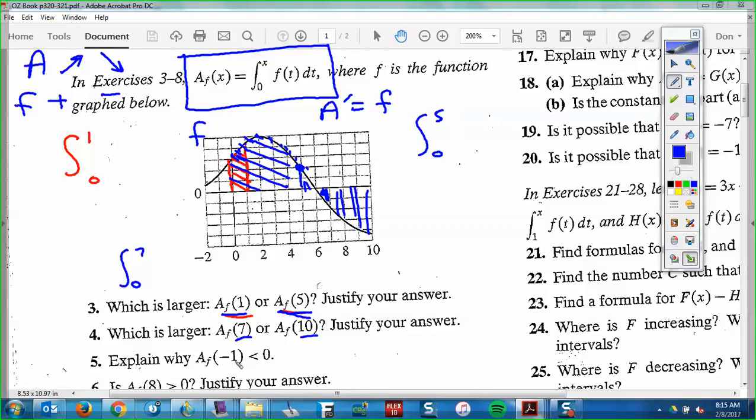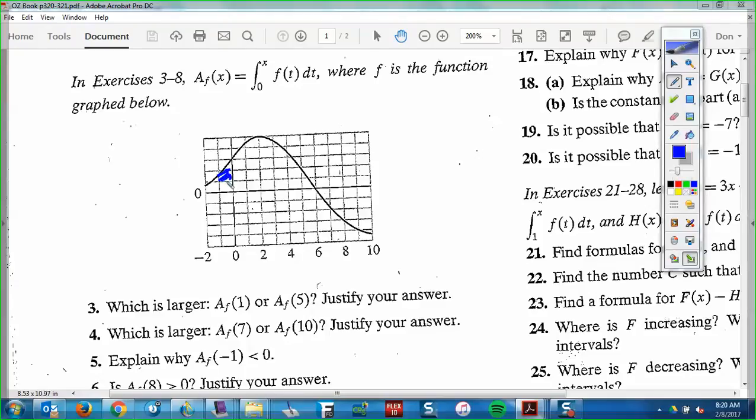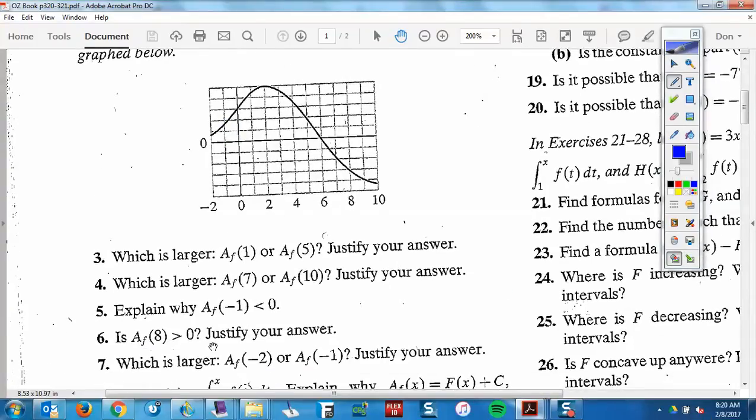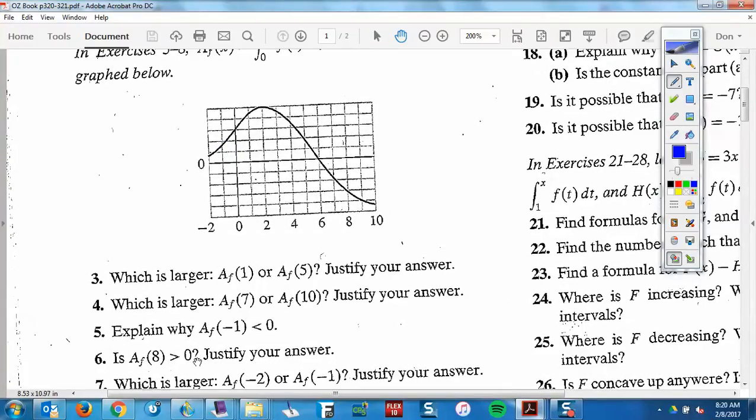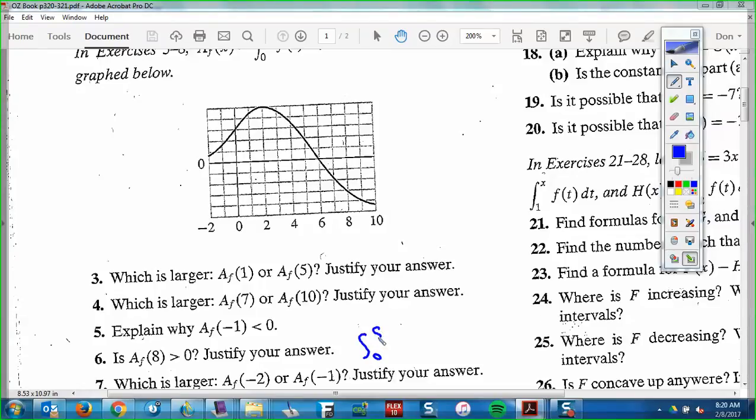Why is A of -1 negative? Less than 0. Why did you say that? Because you're going backwards. Because this would be the area from 0 to -1. Well, that's this area right here. This area right here normally would be positive, but you're going backwards, right to left, so it's actually negative. Okay. Is A of 8 greater than 0? A of 8 would be the area from 0 to 8. Is the area from 0 to 8 positive or negative?